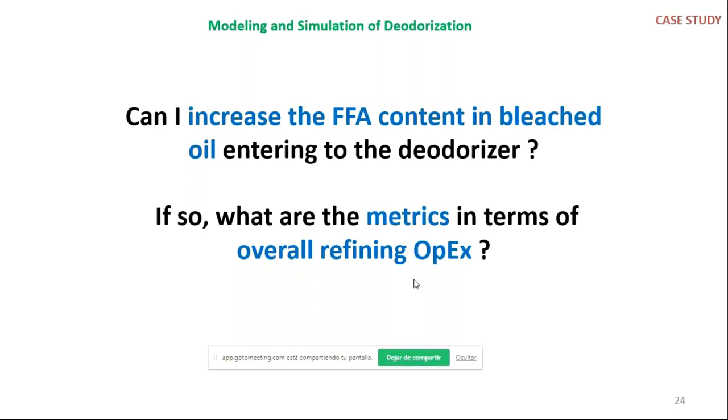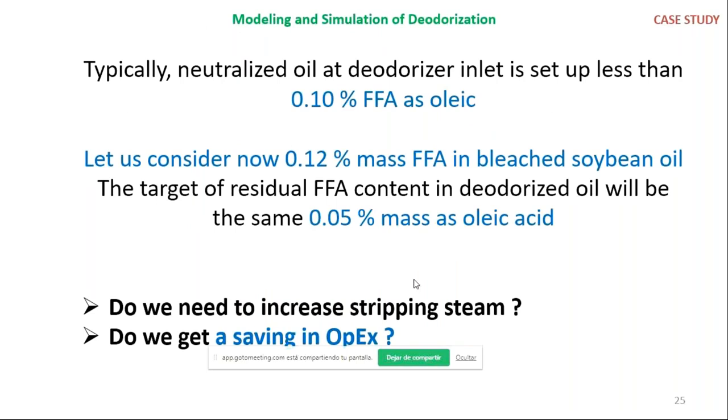So what I am going to do now is to consider that instead of 0.09, such as I had until now, as free fatty acid content in the oil entering to the deodorizer, the oil entering to the deodorizer has a free fatty acid content of 0.12%. Okay, and our target of residual free fatty acid content in the deodorized oil will be exactly the same. Our objective will be to get 0.05% mass as oleic acid.